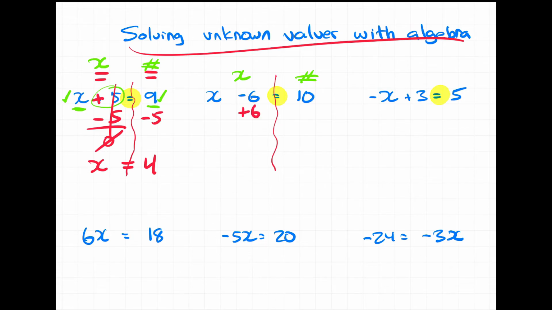When it was plus, I minus. When it's minus, I plus. When it's negative, I'm going to add. Don't forget, hey, let's keep things equal. Add 6 to the other side. Negative 6 and 6, get rid of that. What do I have left on the left side? X, that's what I want. Then what do I have on the right side? I have 10 plus 6, which is 16.